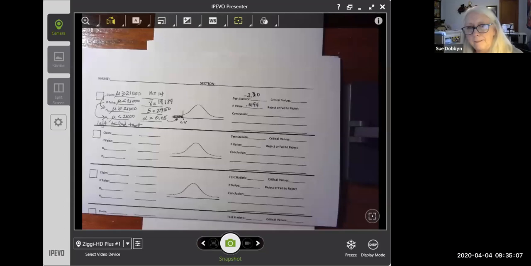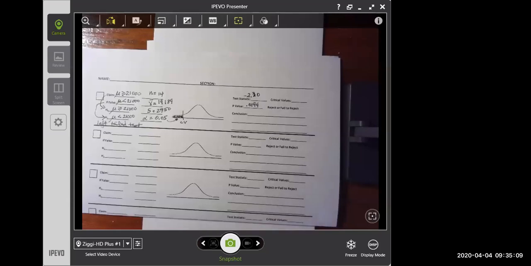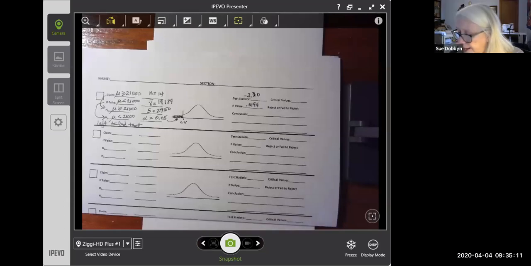Okay, now I'm going to change the share back to my iPIVO. Okay, can you all see the iPIVO now? Yes. Okay. Yes. All right.